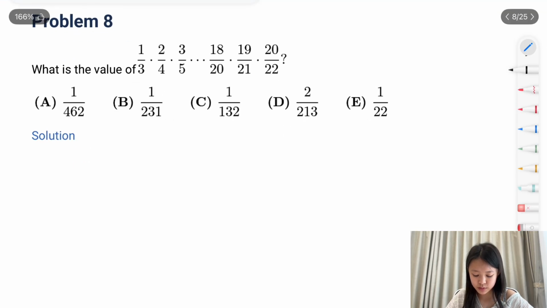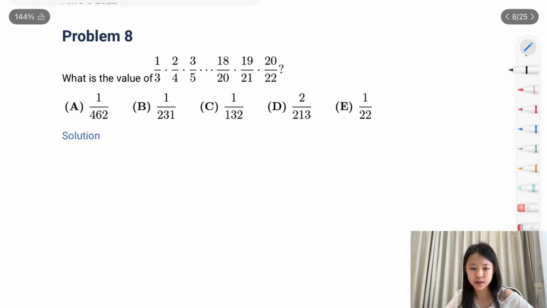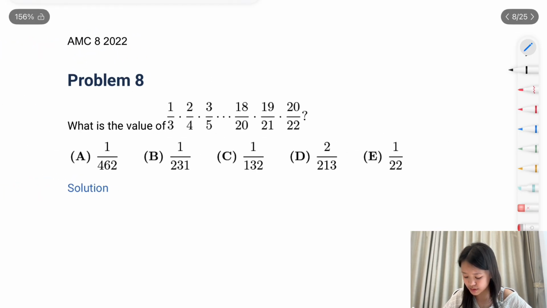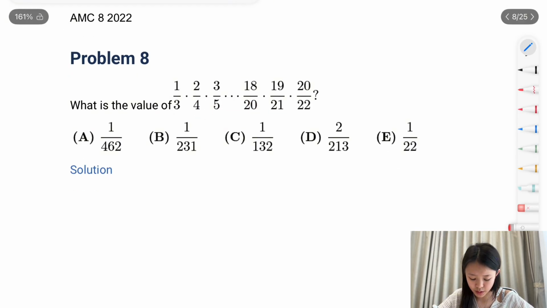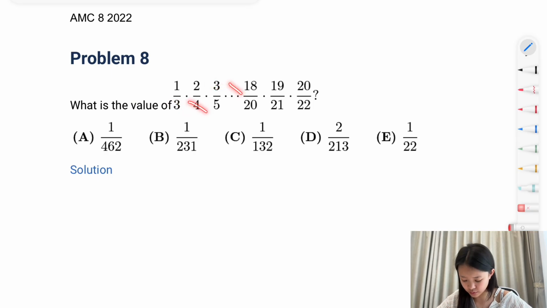Problem 8. What is the value of this product of these many fractions? So there are a lot of problems that have numbers like 1, 2, 3, and then they increase by a certain amount, an arithmetic sequence on top, and on the bottom you have a similar arithmetic sequence. And for these problems, especially when they're a product, all you do is cancel out 3 and 3, and then 4 and 4 here. And so we can go ahead and do that.